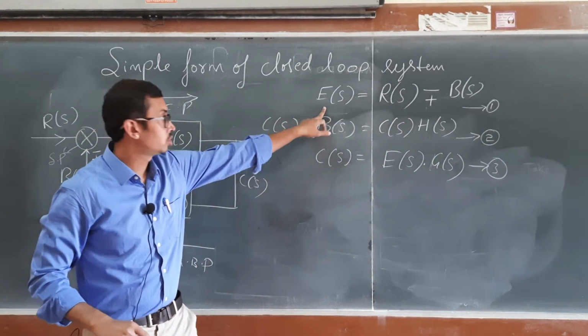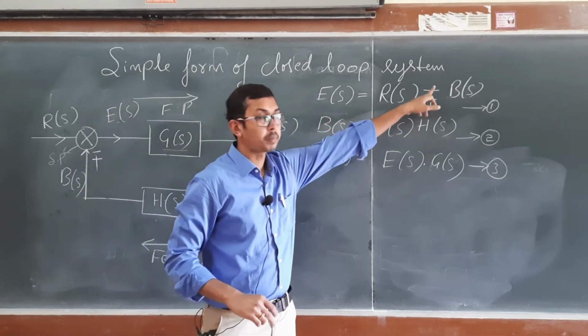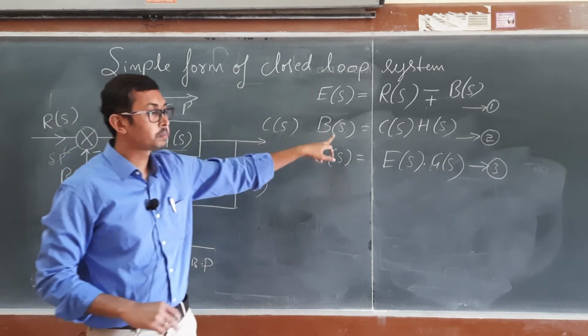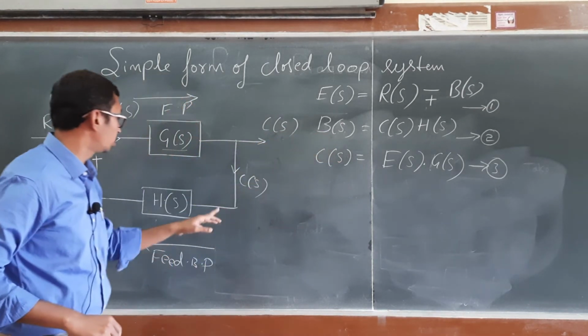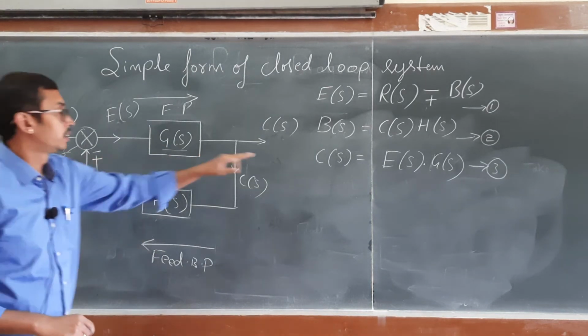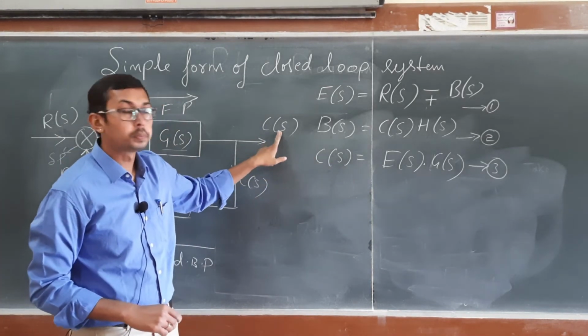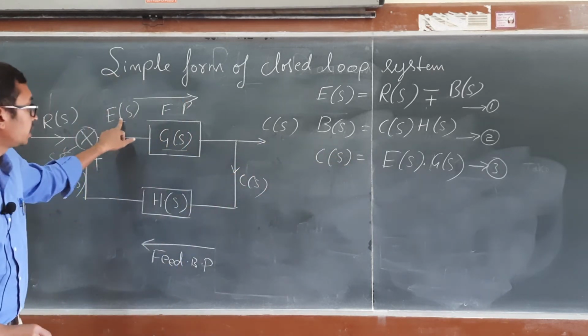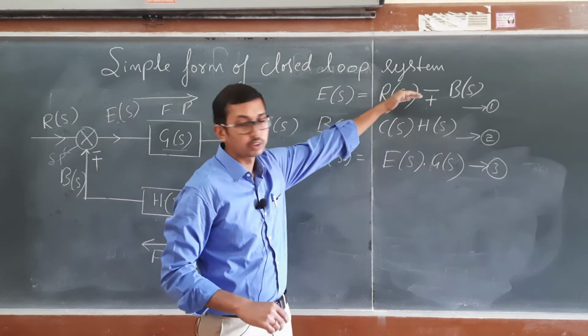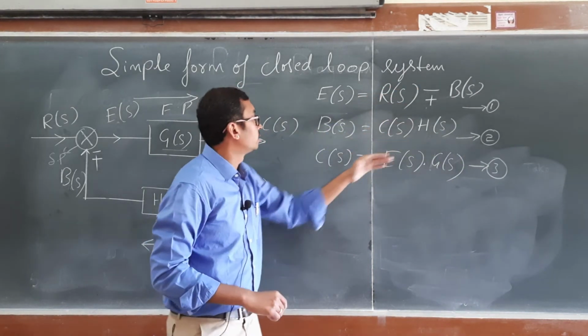E of S is equal to R of S minus R plus B of S. So this is the error signal. Next, what is the B of S? That is the feedback signal, equal to C of S into H of S, that is equal to B of S. Next, what is the C of S? That is the output signal, equal to E of S into G of S. So that is equation number 3. So we have taken equations 1, 2 and 3.